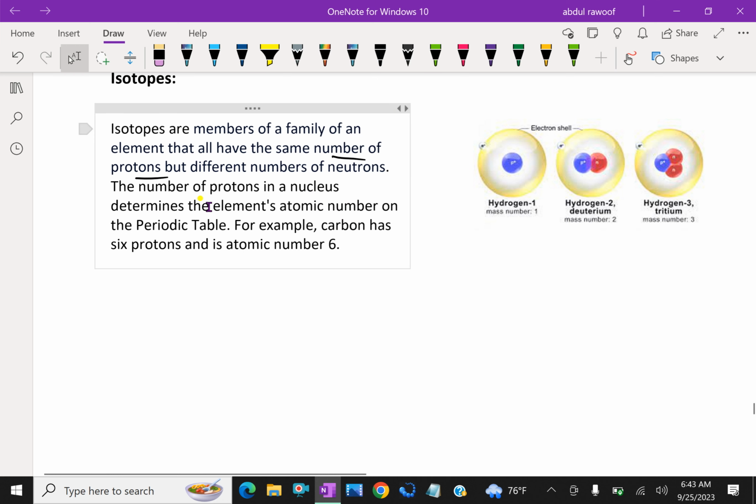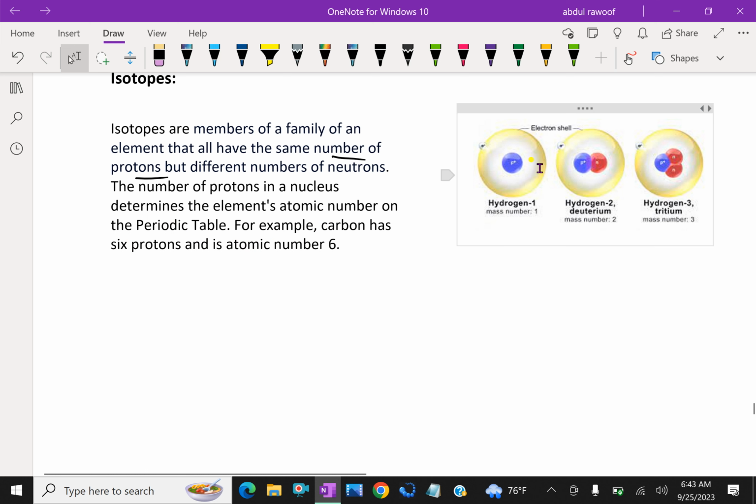The number of protons in a nucleus determines the element's atomic number on the periodic table. For example, carbon has 6 protons and its atomic number is 6. But carbon has different isotopes.